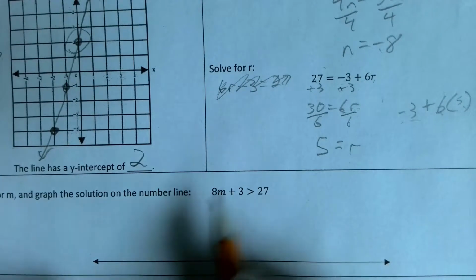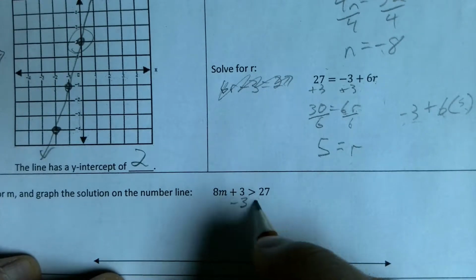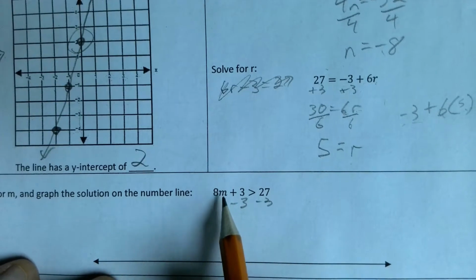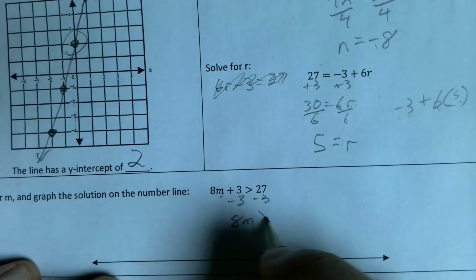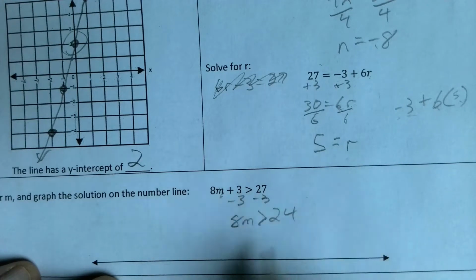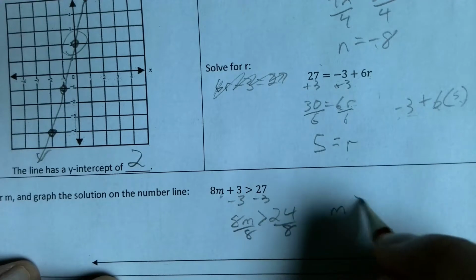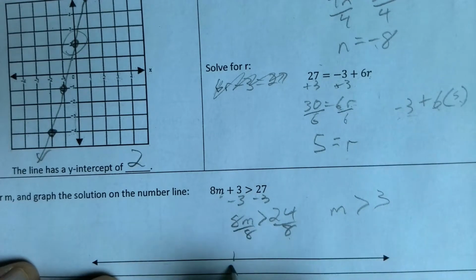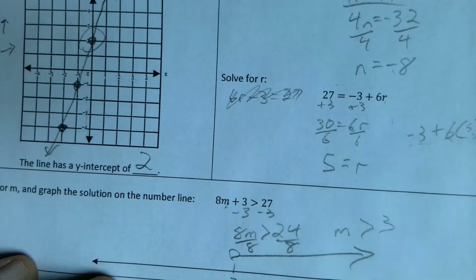Finally, 8m plus 3 is greater than 27. I'm going to subtract 3 from both sides. You don't even want to think about graphing it because you need to get m completely by itself. So I'm going to get 8m is greater than 24. I'm going to divide by 8, and you're going to get m being greater than 3. So you're going to have a 3 on your number line. It's going to be an open dot going to the right, and that's it. You're done. Hope this helps.